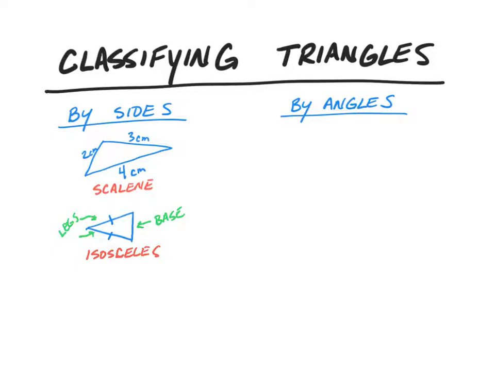Okay, the last type of triangle is one where all the sides are equal. There's really only one way to draw this. And I'm going to put the tick marks again on all 3 sides. And so this is an equilateral triangle. Okay, let's go over to by angles.